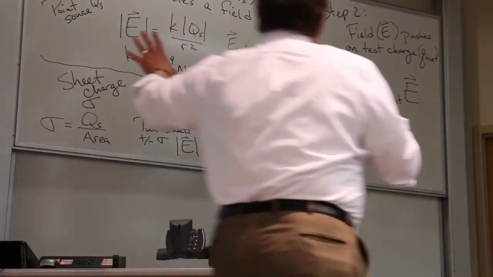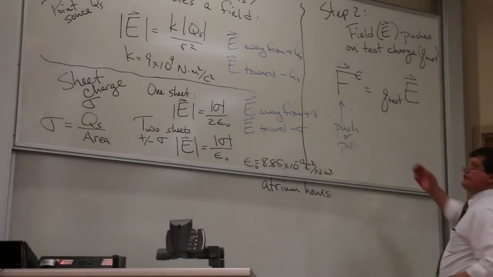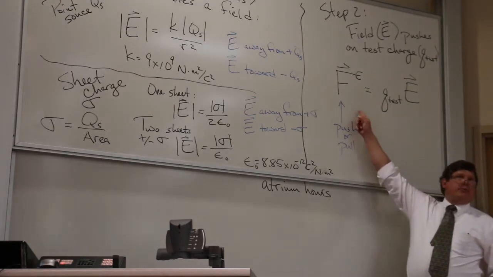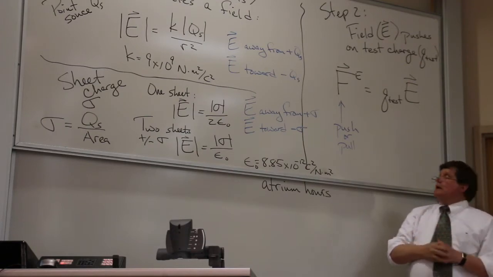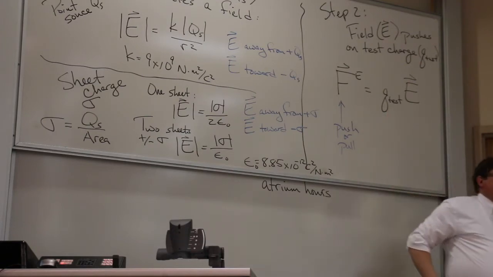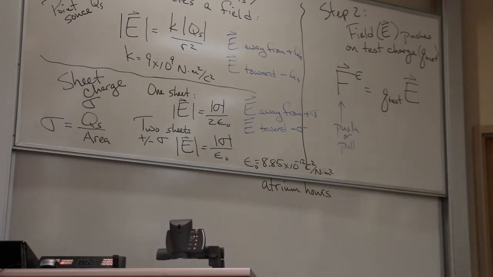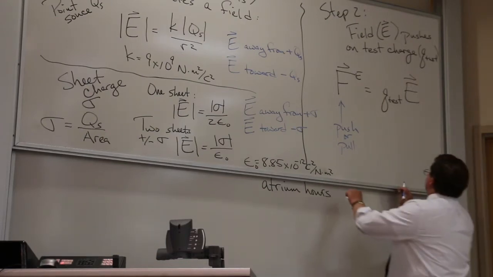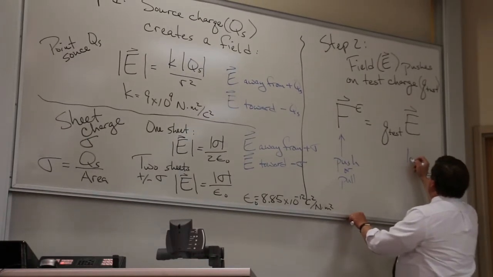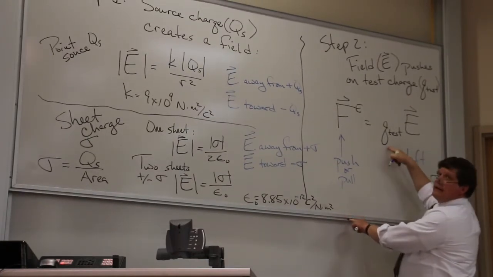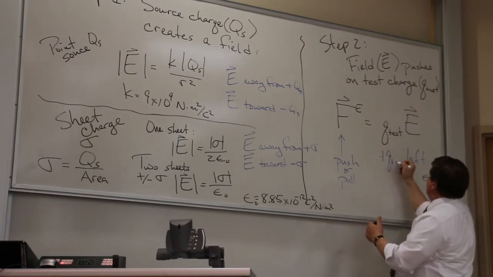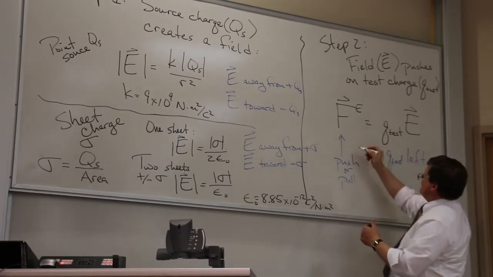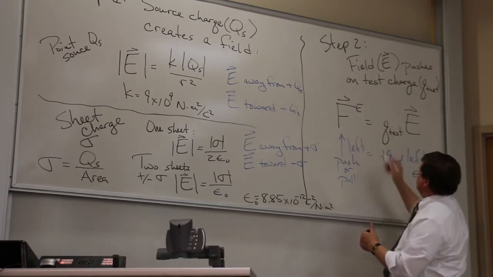However you find the electric field, the last step is always to find the push or the pull, the actual push or pull, which is just given by this definition of the electric field. Now, this is a vector equation. And that means that if my electric field is to the left and my test charge is a proton, say, some positive test charge, that means my force is going to be to the left.